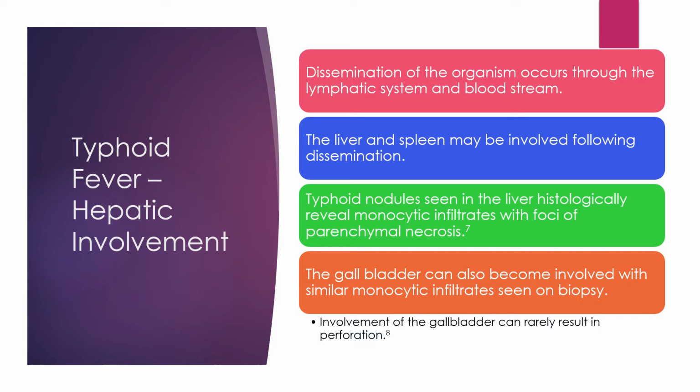And on imaging of the liver or on pathology, you can see typhoid nodules. And histologically, these nodules do tend to have a monocytic infiltrate with foci of parenchymal necrosis. The gallbladder can also be involved with similar monocytic infiltrates visualized on biopsy. And rarely the gallbladder can actually perforate in the context of these infections.